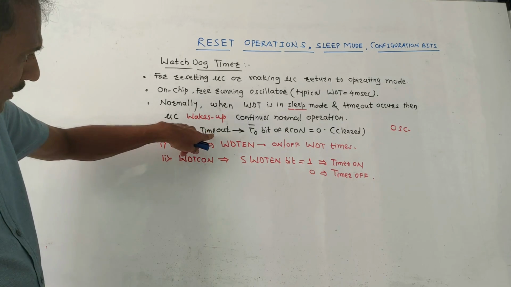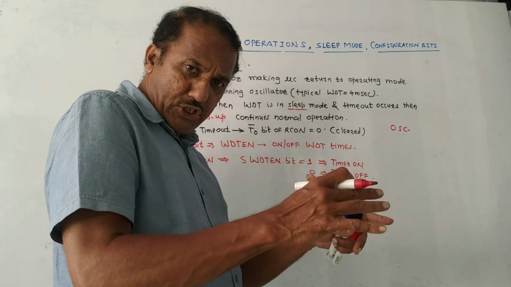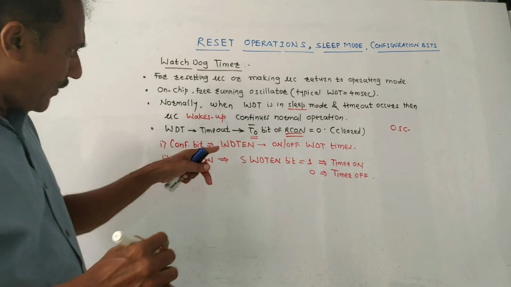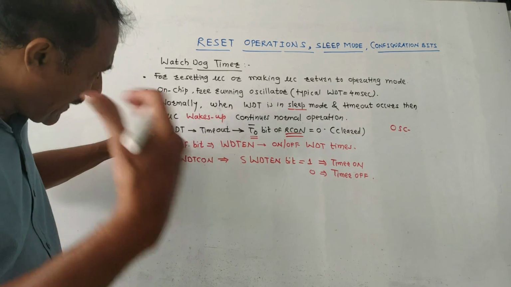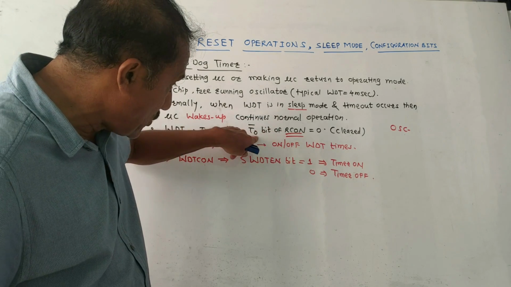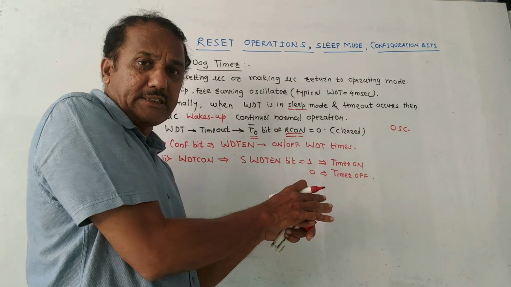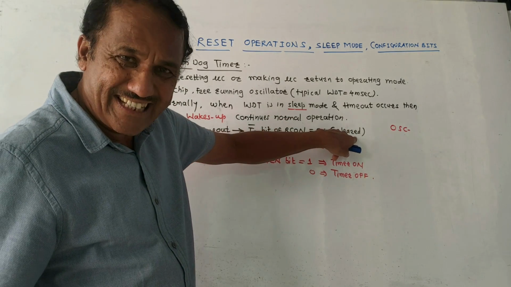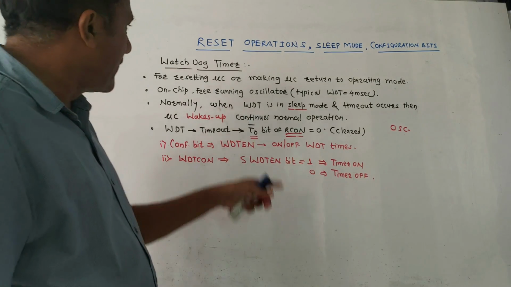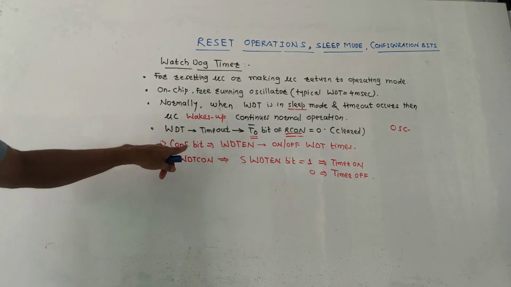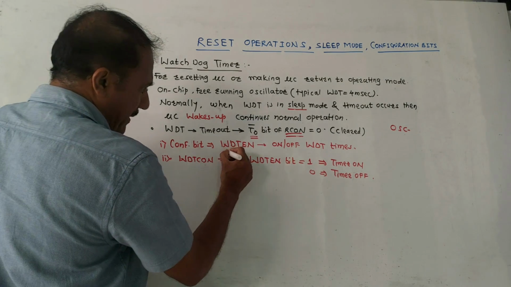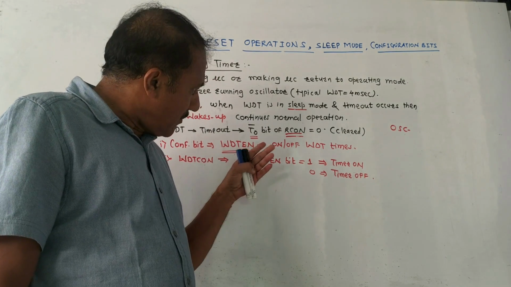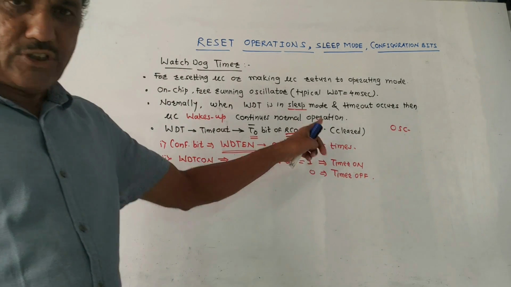WDT is related to timeout. I mean, the indication of WDT operation you will get from the TO bar bit of RCON register. So whenever timeout of WDT, watchdog timer, takes place, that means say after 4 milliseconds, this TO bar bit of RCON register, ये हमने already discussed किया reset control register के बारे में, becomes 0, that means it is clear, which indicates that timing out of WDT has occurred. It can be controlled by using a configuration bit. There is a configuration bit named WDTEN. By making use of this bit, we can switch on and off this WDT timer, that means WDT timer can be controlled.